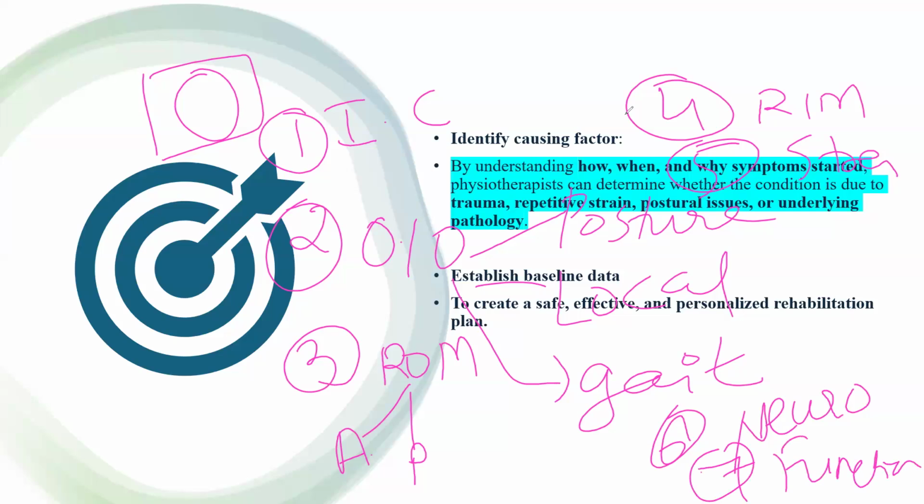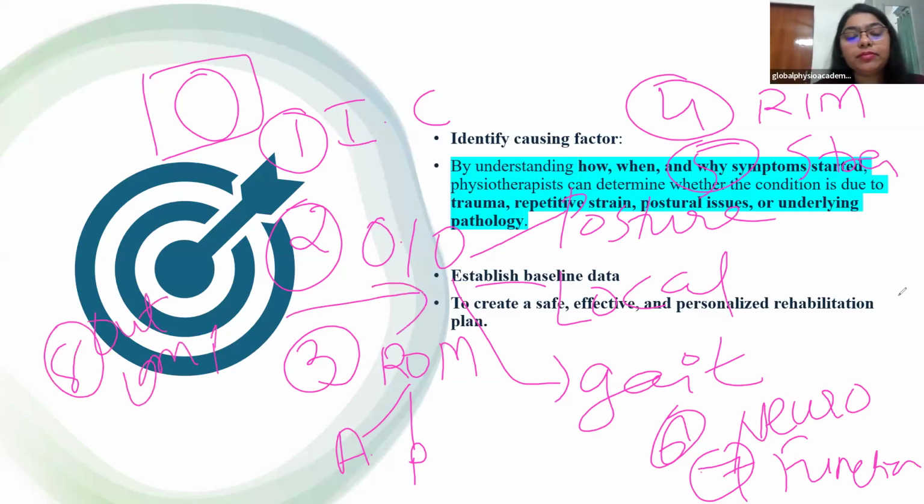And then at the end, I will be doing special tests, outcome measures, and the palpation technique, which would help me confirm the diagnosis. So palpation is in between.